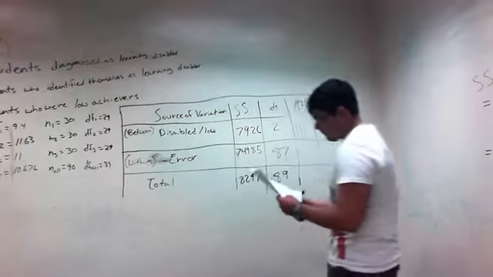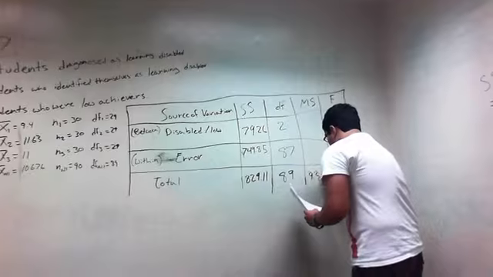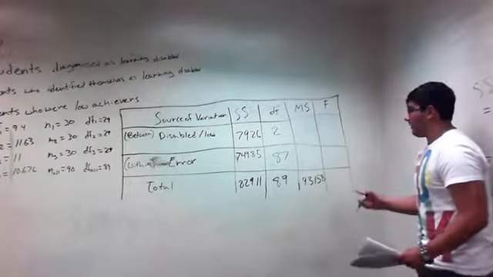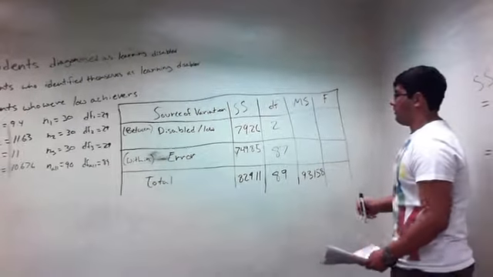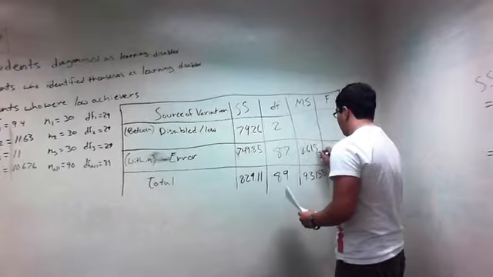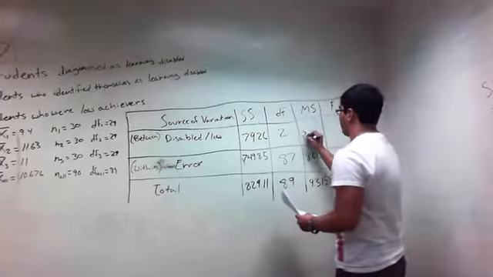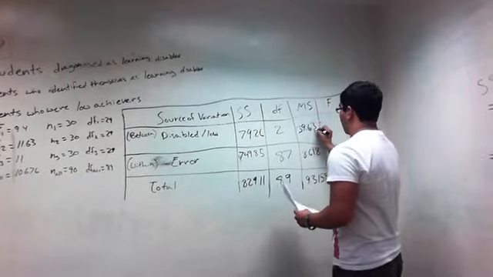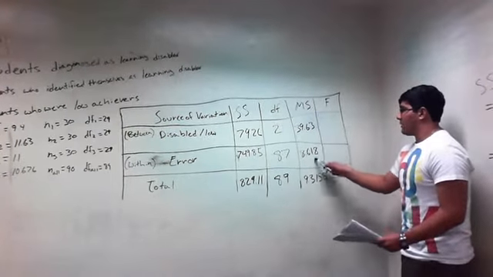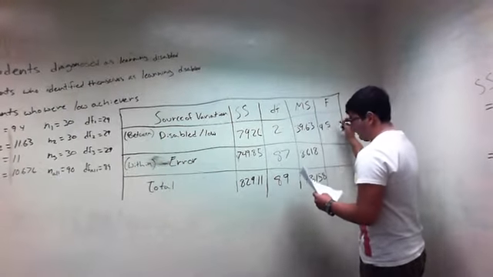We're going to get 829.11 for a total. Divide that by 89 will give us 9.3158. And then take 749.85, divide by 87, which is 8.618. Then take 79.26 divided by 2, which is 39.63. And then to find the F ratio, we take 39.63 divided by 8.618, and we get 4.598.